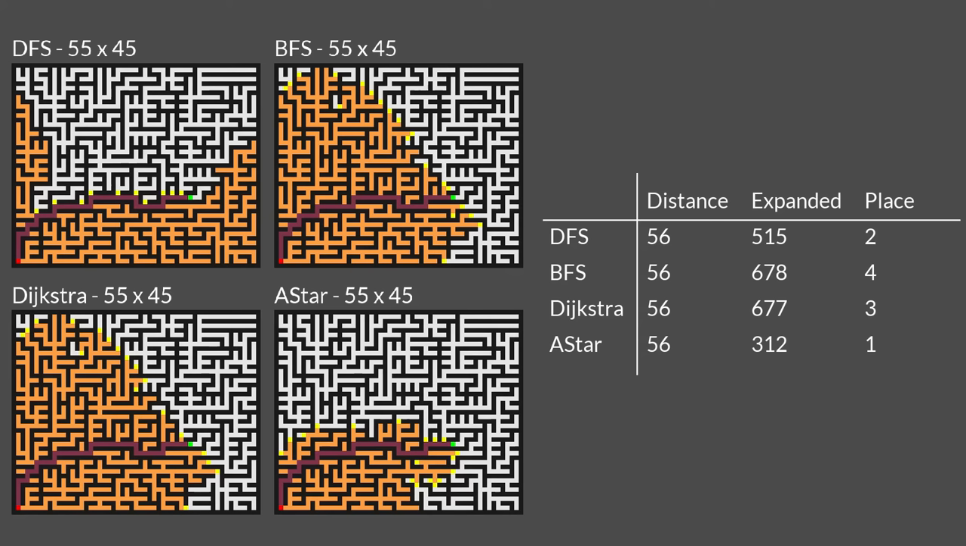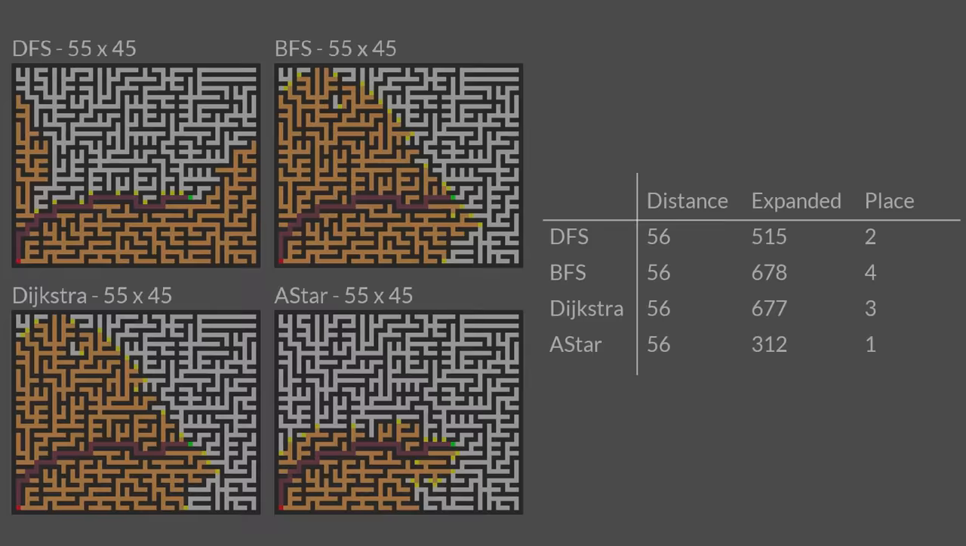As we can see from the results, it is clear that A star on average is the best algorithm out of these four. And in particular, it seems that there is very little difference between Dijkstra and BFS despite the computational differences.